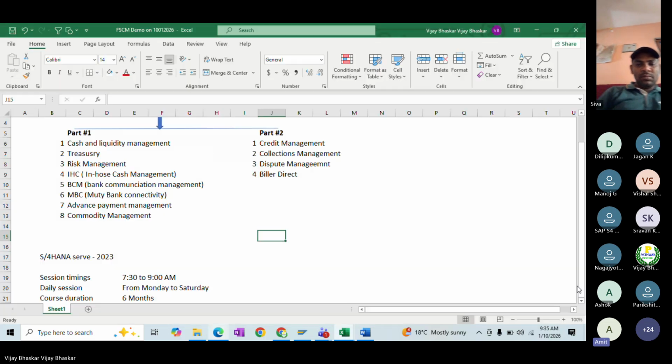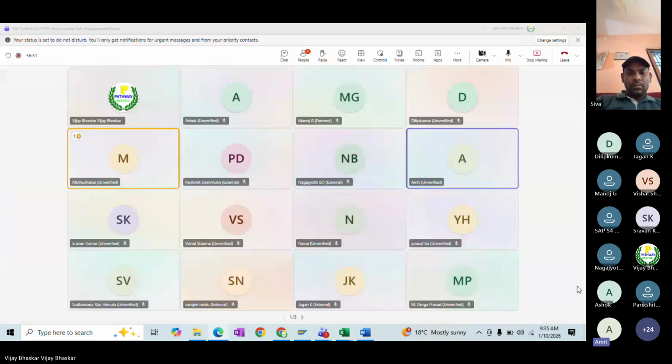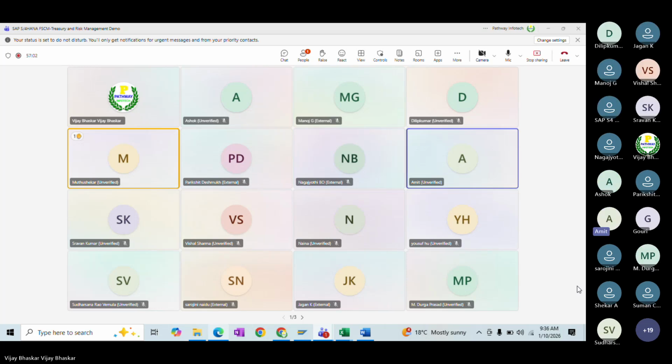Why am I coming on this topic? Let me take an example of credit management. In credit management, the heart and soul of credit management is the formula editor. Normally, people just give a kind of overview, and they say, okay, normally companies go for customized formulas. So this is how it works, and they just move on.